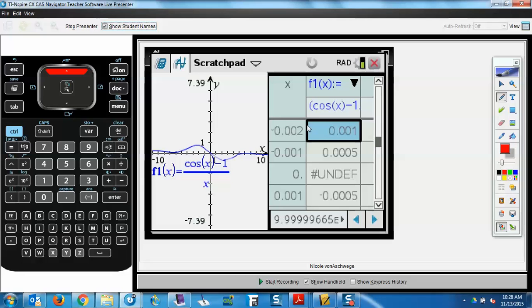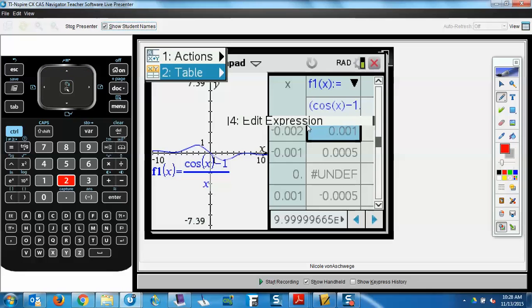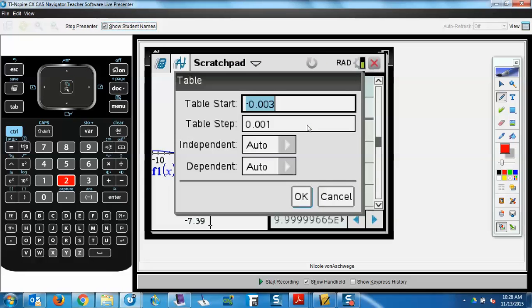Go to your table settings again. I want to make sure we cover this so that everybody, no matter what you're getting on your calculator, puts 0 there again at table start, and then put another 0 in there. Now hit OK.